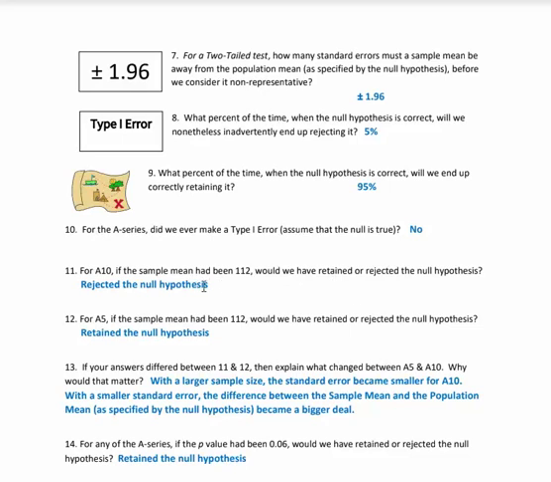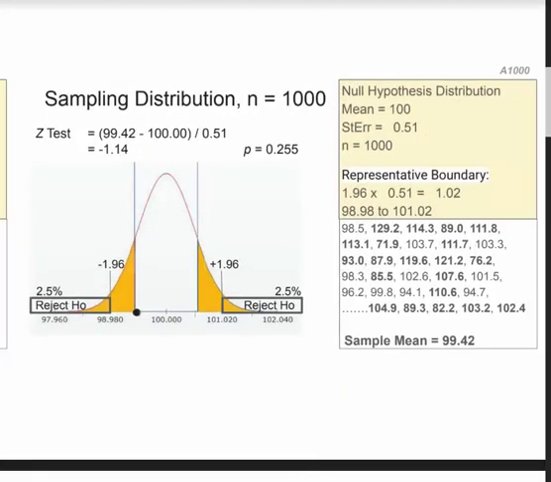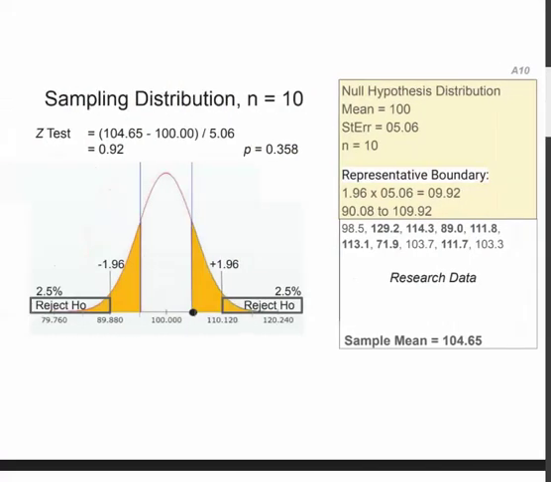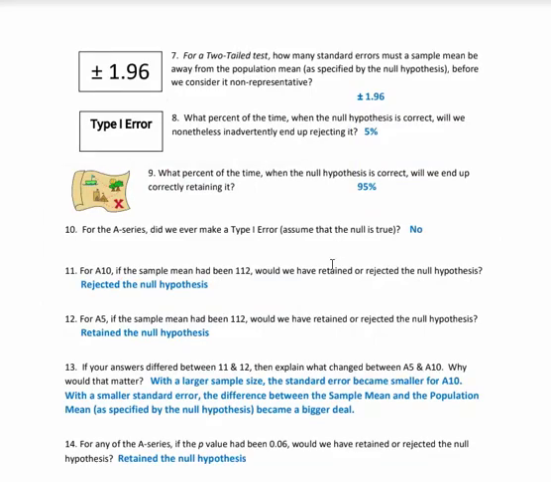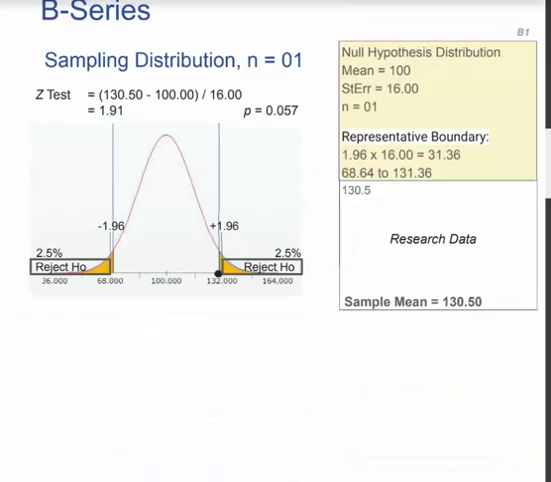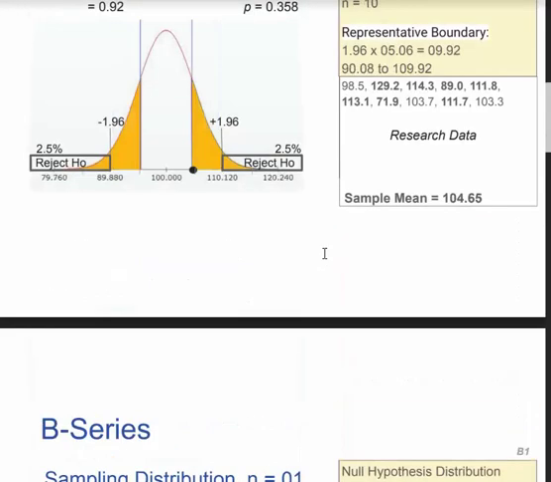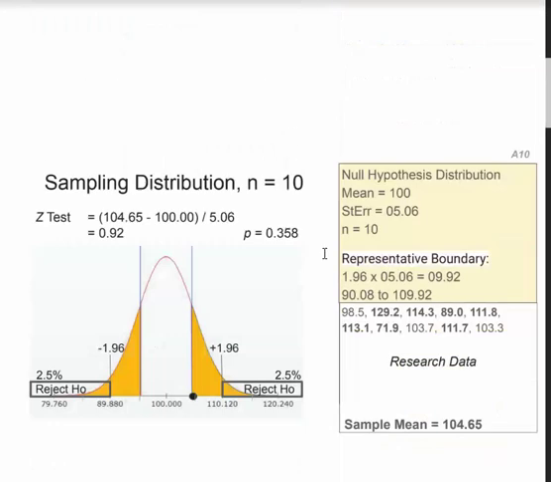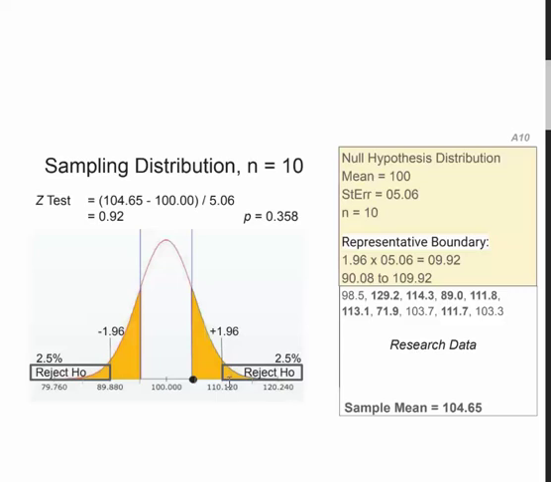Number 11, for A10, if the sample mean had been 112, would we have retained or rejected the null hypothesis? And we say rejected the null. So taking a look at A10, let's go over here. And again, it was if it had been 112. So looking at this here, 112 would have put us into the reject zone.